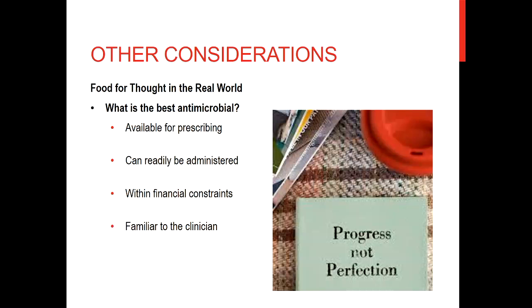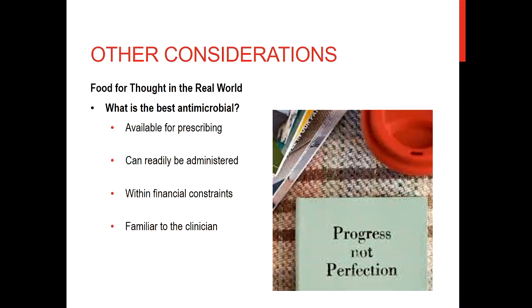The other thing is, you've got it in your practice, okay? It's really nice if you could stock all these different things in your practice and be able to choose, but you can't. You're going to see common disease processes. In a small animal practice, it's going to be urinary tract infections, skin, those types of things. So what works best for that? It can readily be administered. It's within the financial constraints of you, it's within the financial constraints of that owner, and you're familiar with it. You feel good with it.